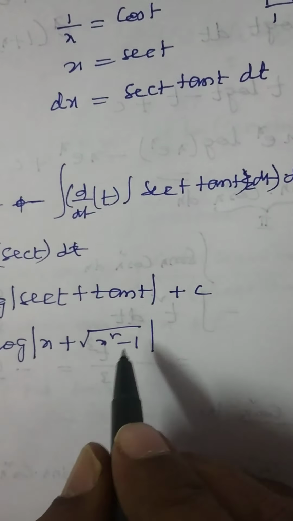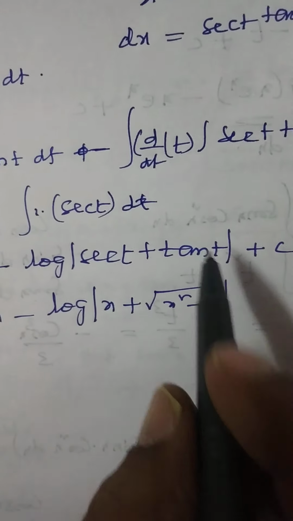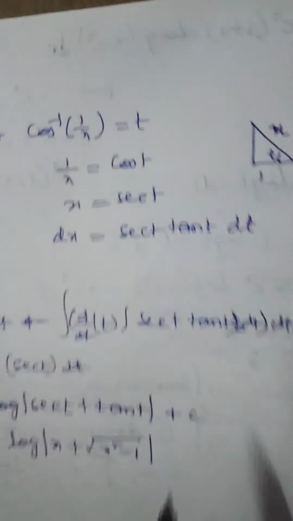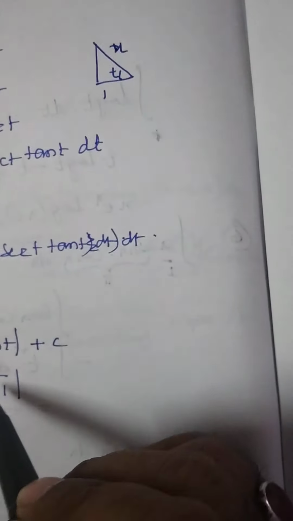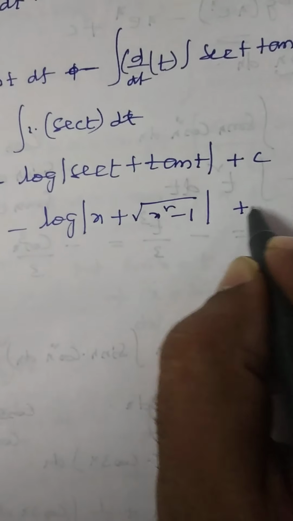Like this also you can find, or otherwise if we have any problem, directly substitute the value of t as cos inverse of 1 by x. It's not a problem. By forming a triangle we can find tan t or secant t, whatever it may be, it's not a problem. Like that also you can do. So this is your final answer.